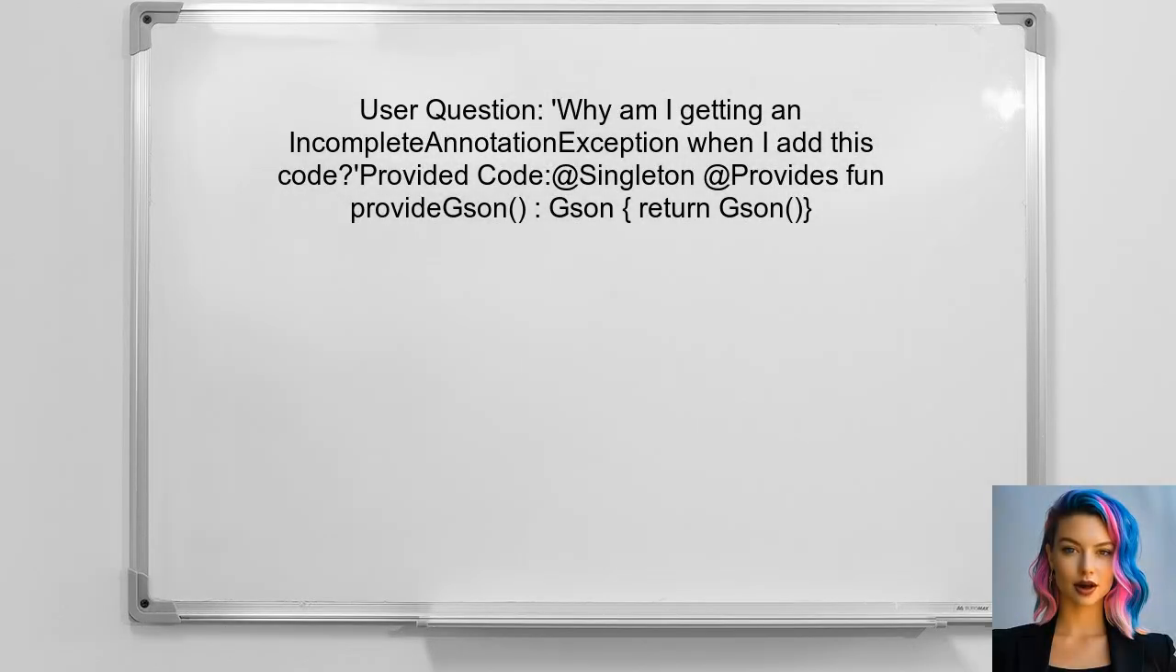Let's dive into the specific question at hand. One user recently asked, "Why am I getting an incomplete annotation exception when I add this code?" They provided the following snippet, a function that provides a JSON instance. If this sounds familiar, let's explore the reasons behind this error.